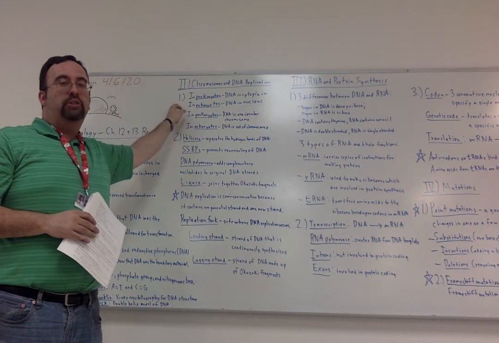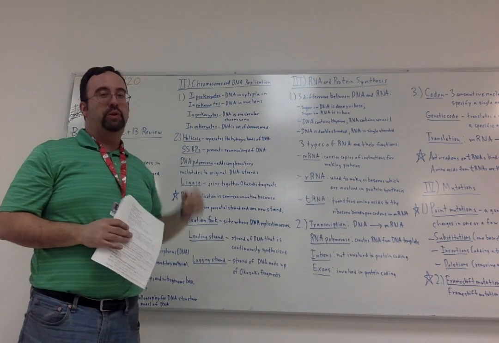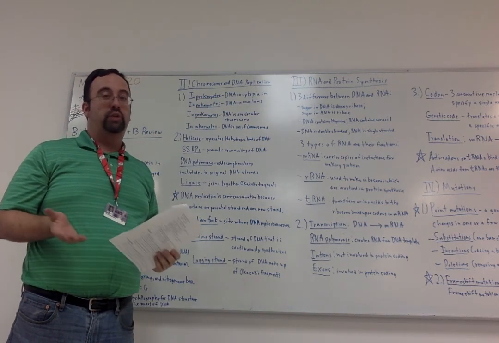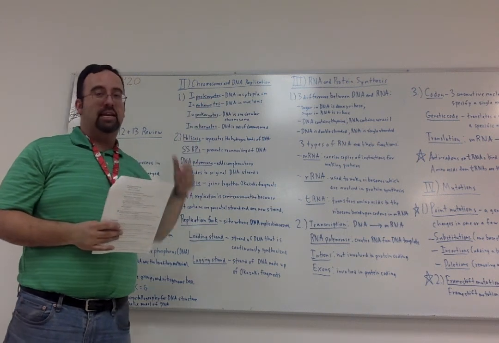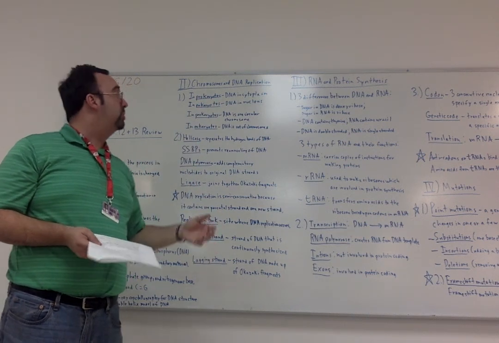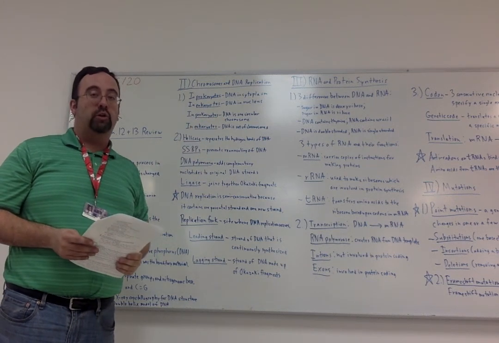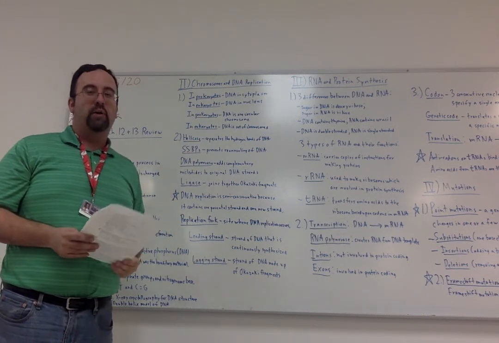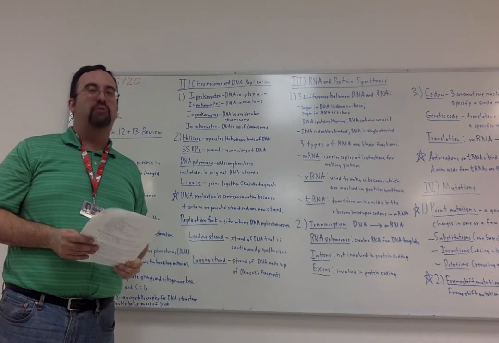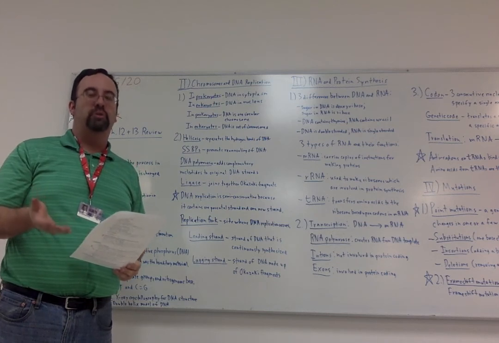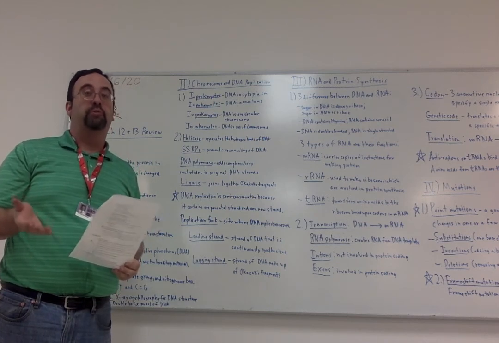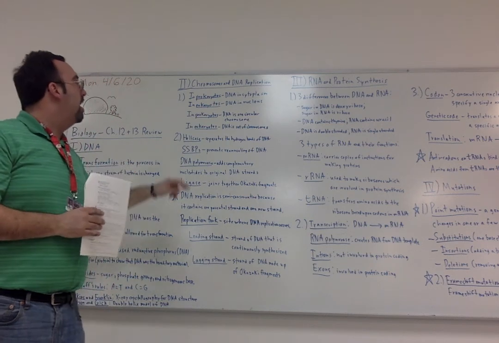In prokaryotes, we're going to find that the DNA is located in the cytoplasm since there's no nucleus. In eukaryotes, the DNA is found in the nucleus. In prokaryotes, the DNA is one circular chromosome, whereas in eukaryotes, it is in a set of chromosomes. Remember, for humans, we have 23 pairs, so a total of 46 chromosomes.